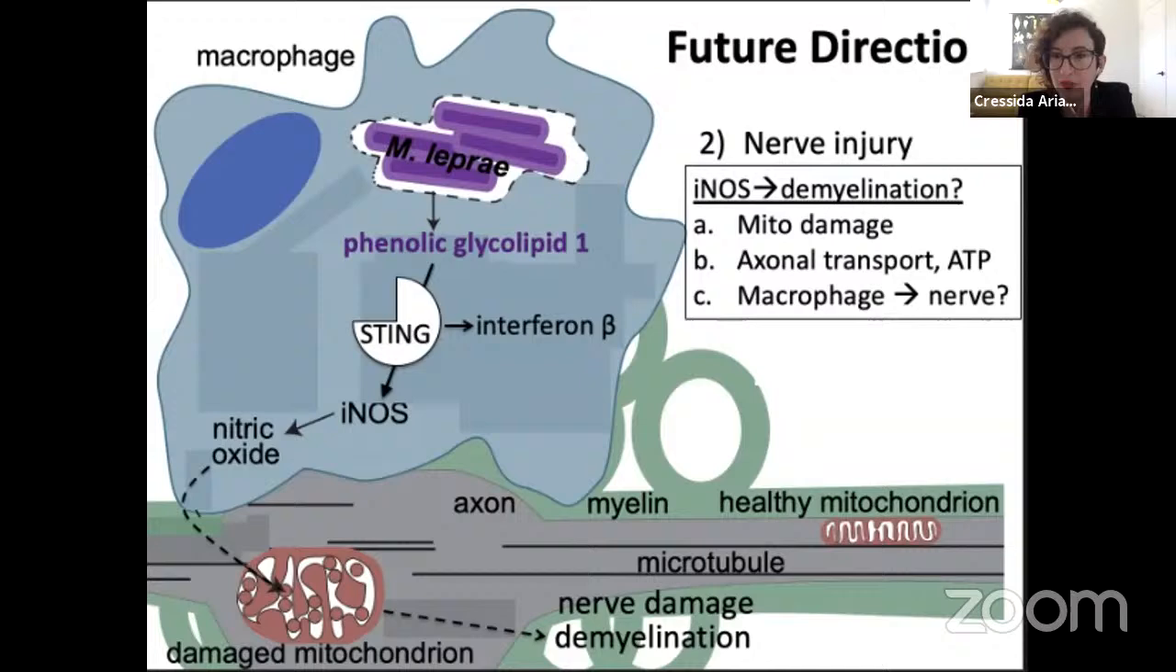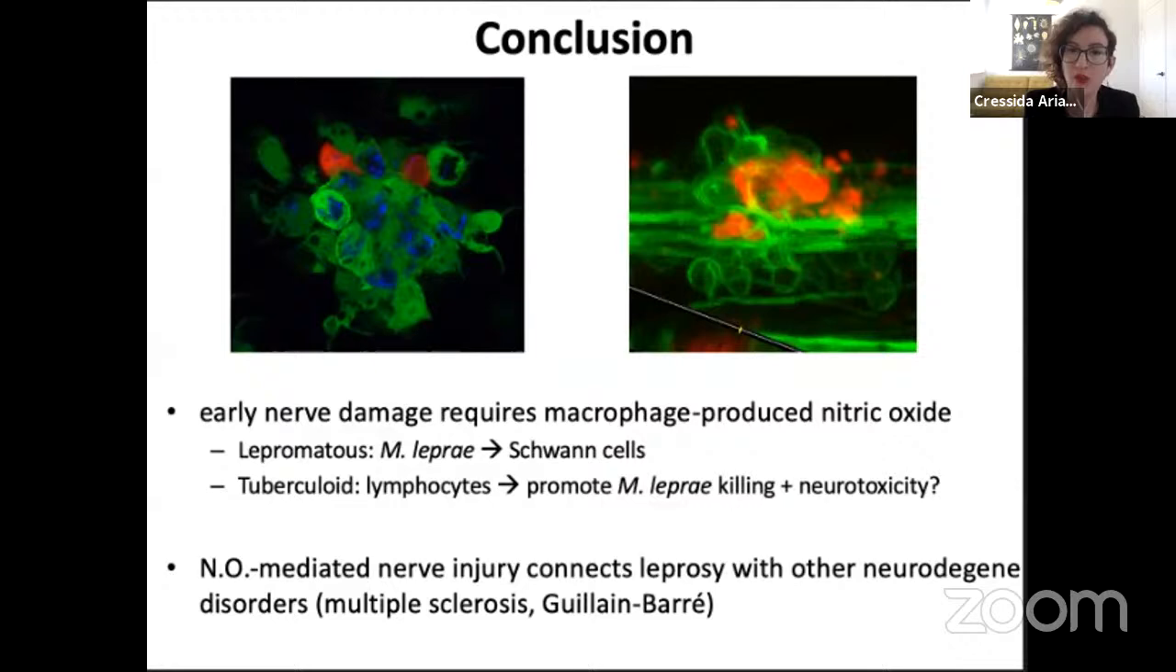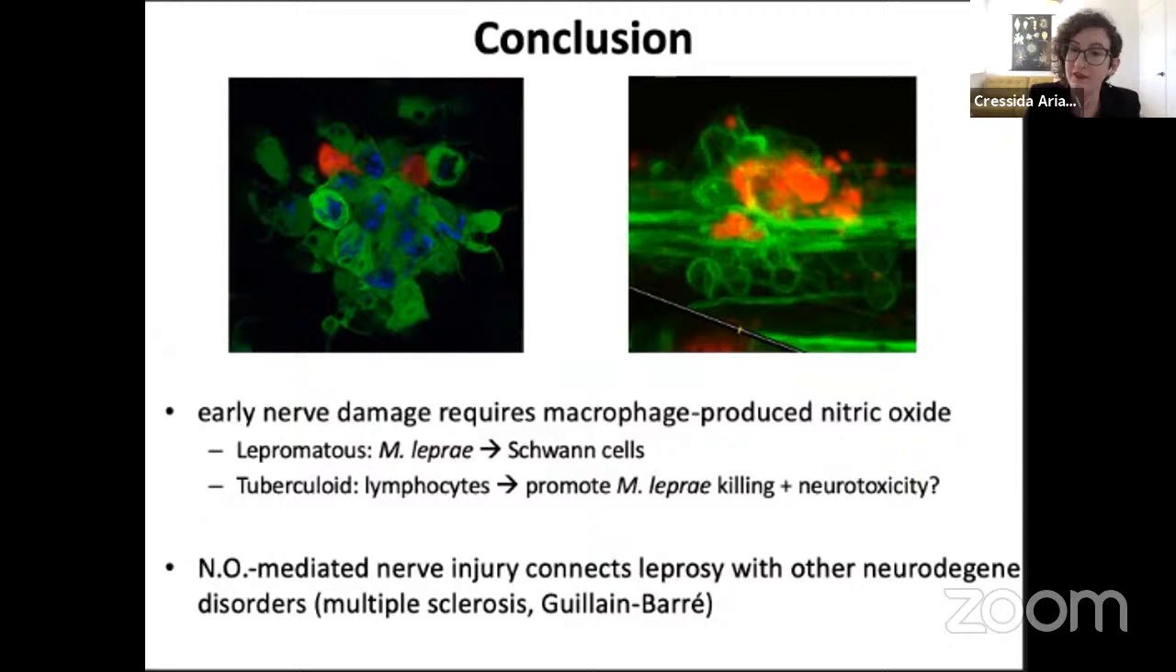So to conclude, today I told you about my work modeling M. leprae infection in zebrafish, which revealed that nitric oxide produced by macrophages is required for early nerve injury in response to M. leprae, and this occurs even before myelinating glia have become infected. So in the lepromatous form of this disease, you can imagine that these macrophages may die and release all of these components of M. leprae into the endoneurium.